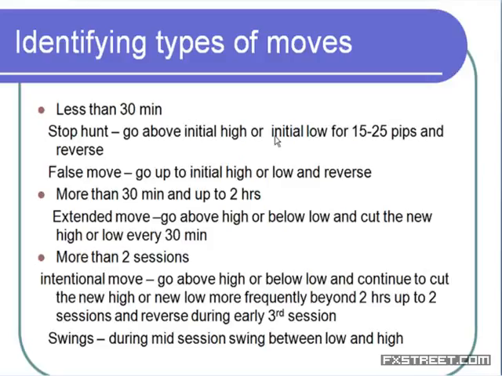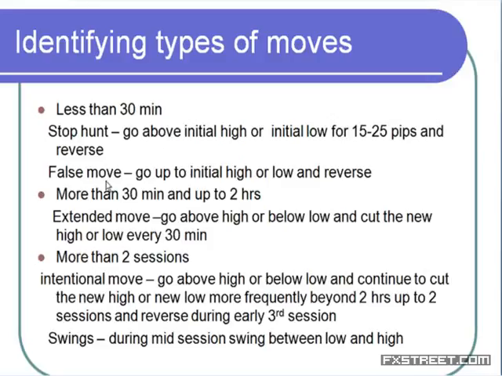So early in the late sessions, they either go above the initial high by 15 to 25 pips, or go below the initial low by 10 to 15 to 25 pips, and reverse in a matter of 30 minutes. Whereas today they reversed after making about a 30-35 pip drop, but after 2 hours. So that is called the extended move. After 2 hours they reversed it, whereas in a stop hunt, they just reverse in a matter of 30 minutes.